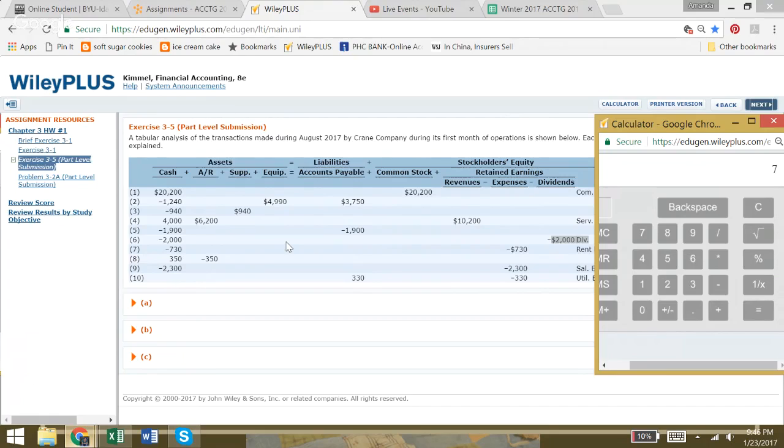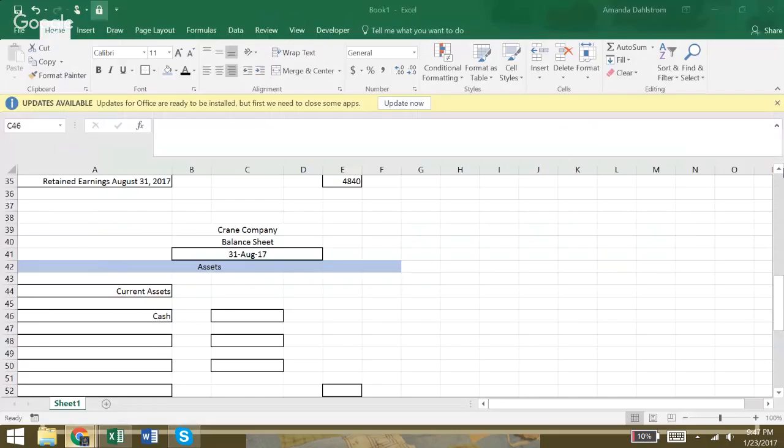We're going to subtract another 730 right here, which looks like it's the rent expense. We're going to add 350, which looks like somebody made a payment on their account. And then we're going to subtract 2,300, which looks like the salaries payment. And that brings us to a total of 15,440 for our ending cash balance.